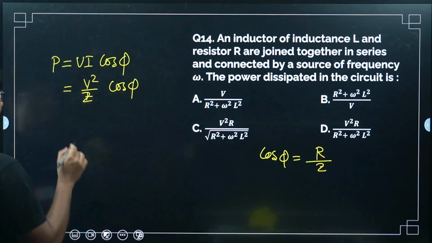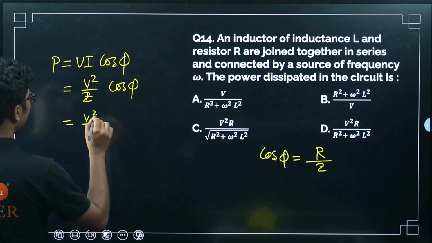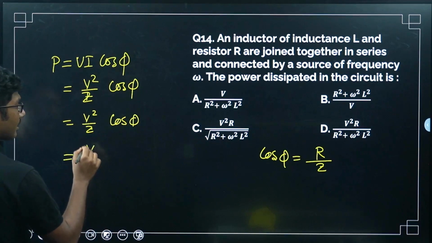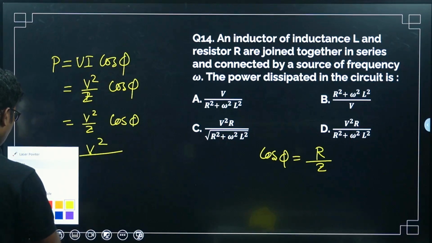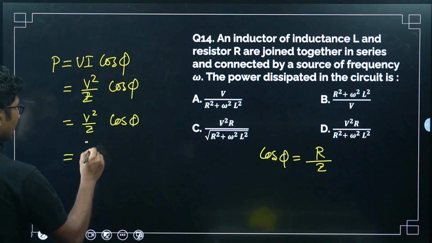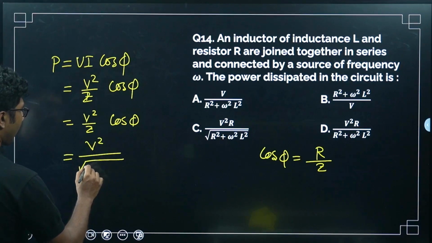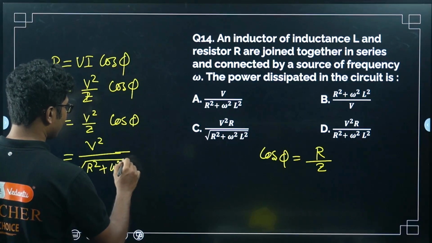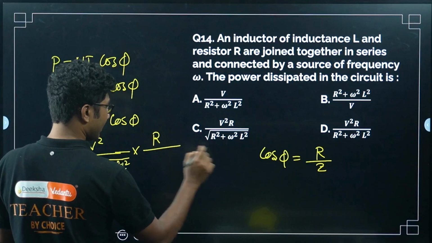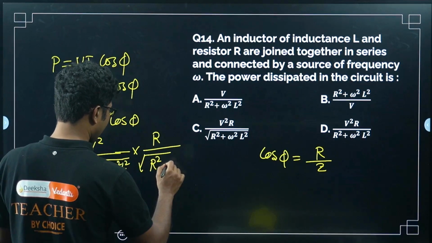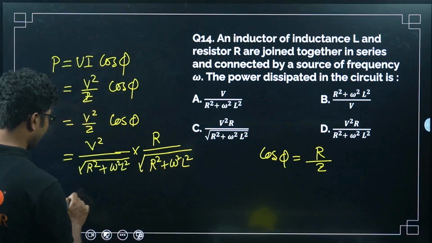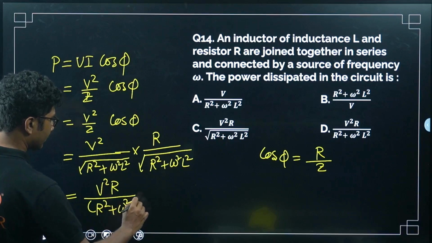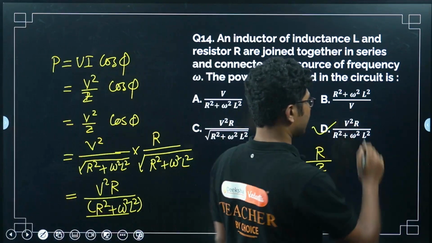For an RL circuit this is partially not in the syllabus, but still, if they ask you to calculate power, you have to use this formula. That's why this is important. So now V is V square, and obviously Z for an RL circuit is the square root of R square plus XL square. XL square is omega square L square, times R divided by Z. Z is again the square root of R square plus omega square L square. So we can write this as V square R divided by R square plus omega square L square. So this is the correct option. Simple.